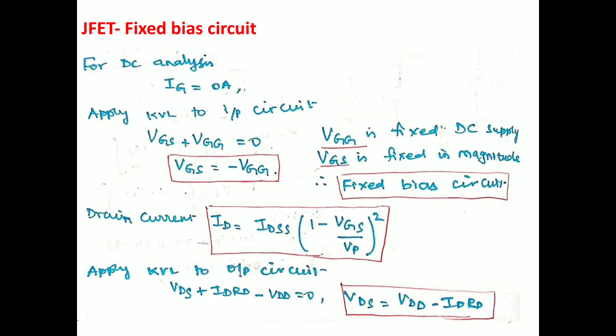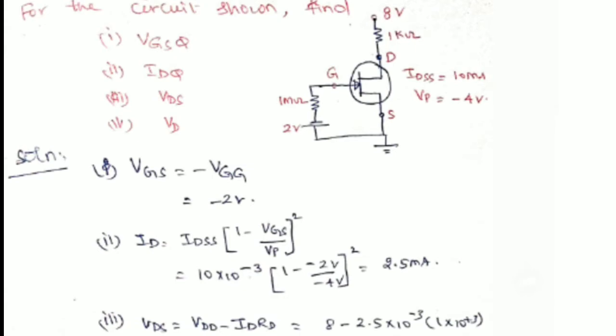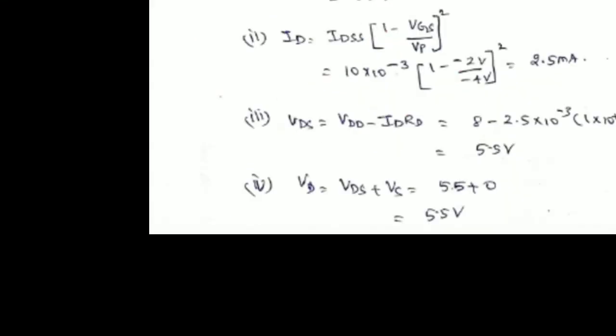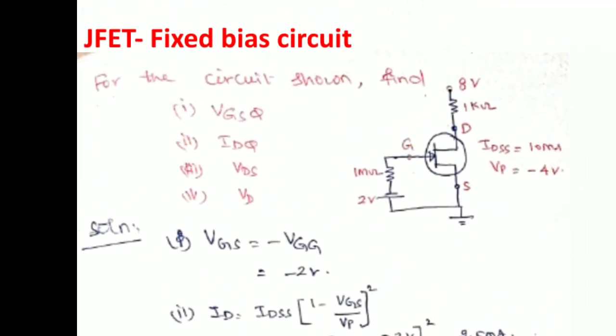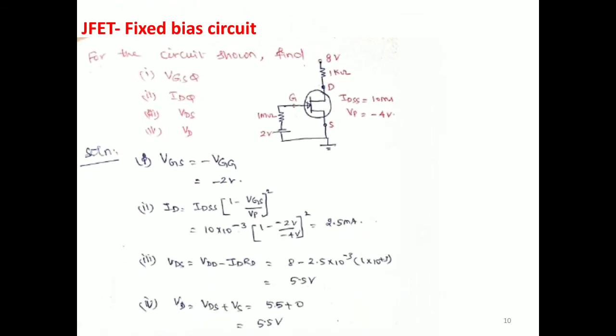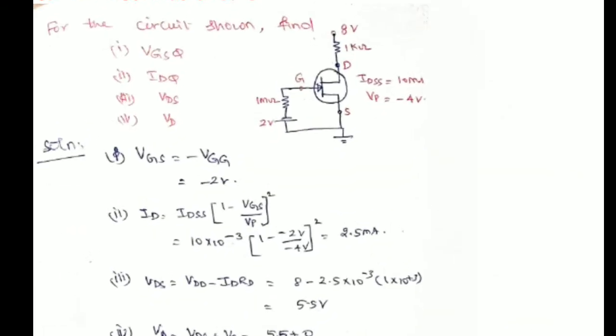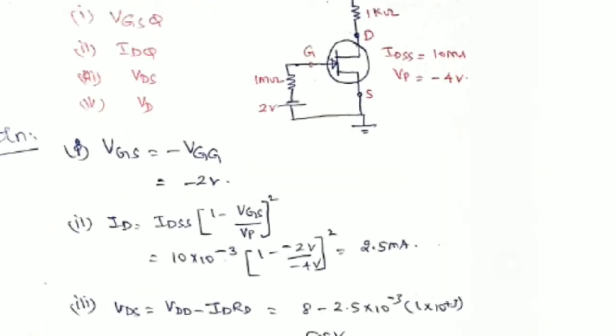Let us move on to the problem, then you can easily understand the equations. For the given circuit, find VGSQ, that is the operating point, IDQ, the current at the operating point, and VDS and VS. Let us go to the first one, VGS equal to minus VGG. How do we get this equation? From the above discussion, VGS equal to minus VGG, which is equal to minus 2 volt, the value is given.